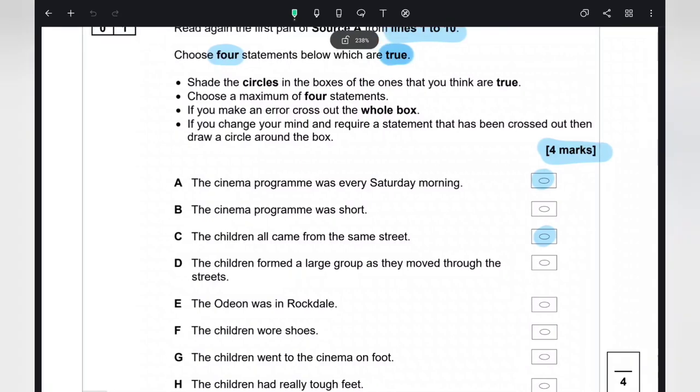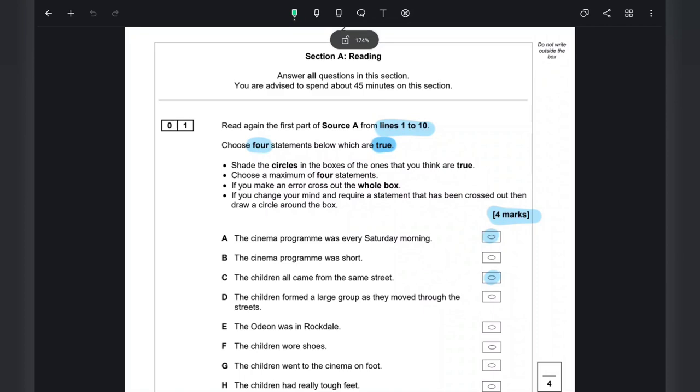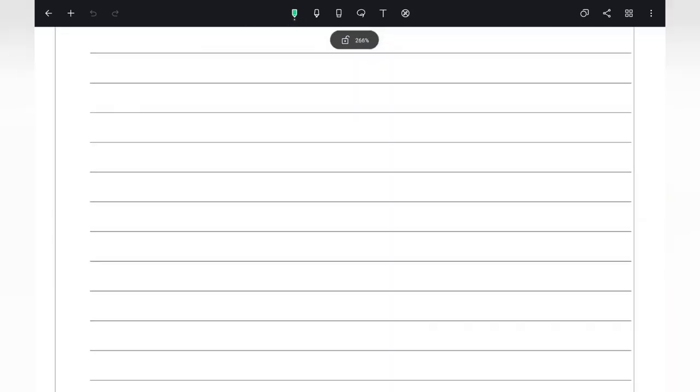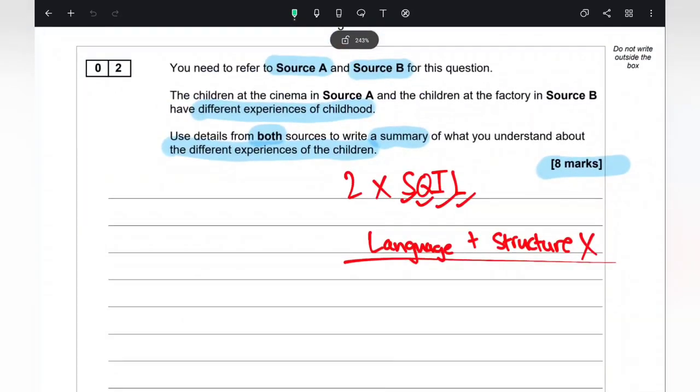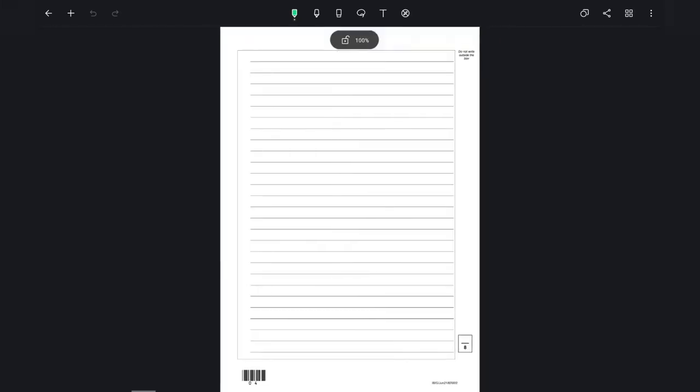So question 1, don't spend too long on it. Again, literally 4 minutes and you can move on. So there's not much to say here. Question 2, remember, do not talk about language here. You do not score any marks here for language. You're simply writing a summary of the different experiences, for example. So you may use the acronym SQIL, so statement, quotation, inference, link. So you do 2 of these paragraphs to score 8 out of 8. And as mentioned in the notes here, no marks for language or structure. So again, 10 minutes on that and then you move on.